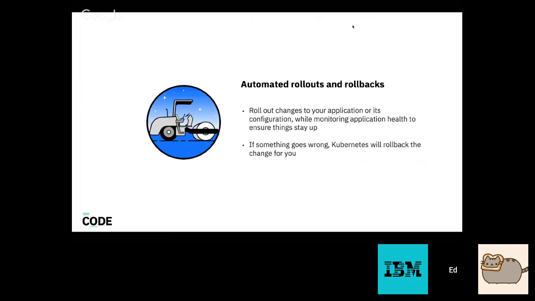It also has automated rollouts and rollbacks. I'll show you this in the demo. Essentially, you can roll out a new version of your application, and if things don't go correctly, or you're failing health checks, or you're monitoring it and something goes wrong, you can immediately roll that back with a single command.